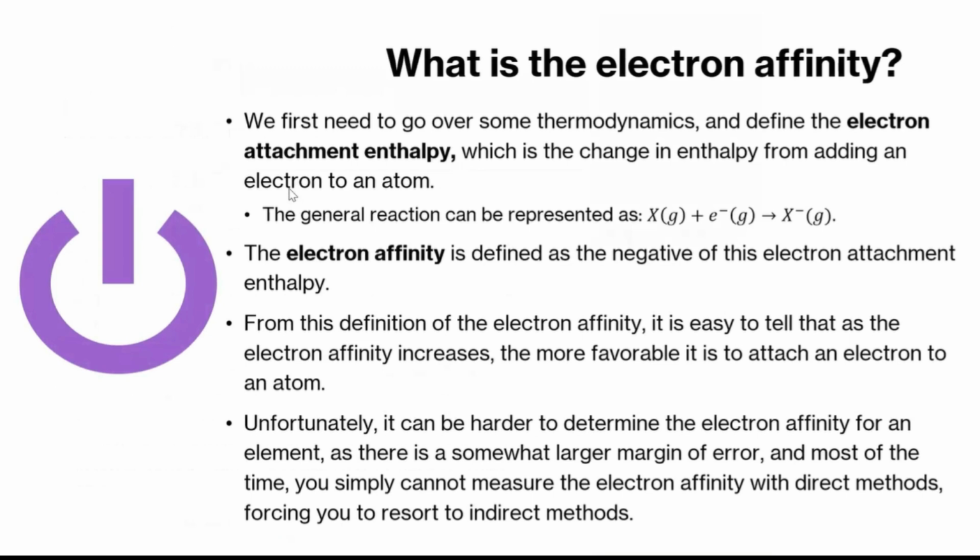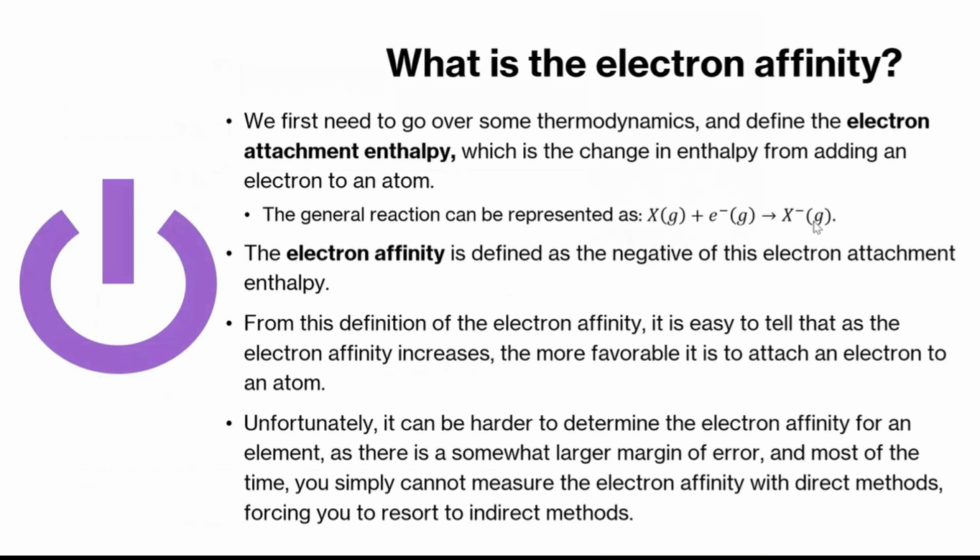Next, we're going to learn some thermodynamics, which is everybody's favorite. So first, we're going to define what the electron attachment enthalpy is. Basically, this is the change in enthalpy from adding an electron to an atom. So our general reaction can be represented as X, which is some kind of atom in the gas phase, and then you add an electron in the gas phase, and you get X minus, still in the gas phase. So that's our general reaction to determine what the electron attachment enthalpy is.